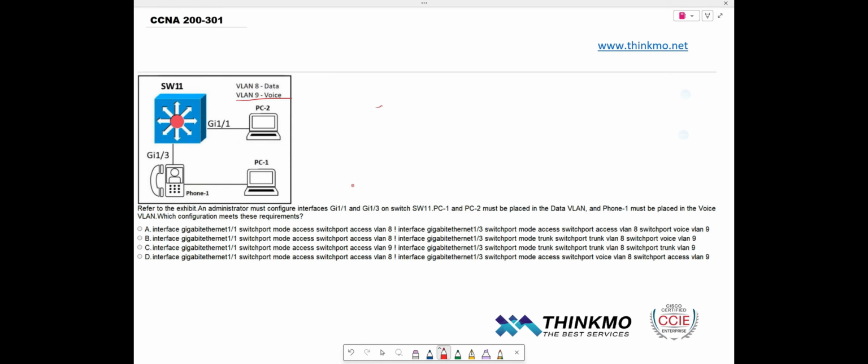Then these two, PC1 and PC2, when the administrator says that for this switch, he wants us to look at the diagram and says the administrator must configure these two interfaces on the switch. Also, PC1 and PC2 must be in this VLAN. Basically, both PC1 and PC2 must have a VLAN. And as for phone 1, it must be in the voice VLAN. Which of the following conditions must be met?